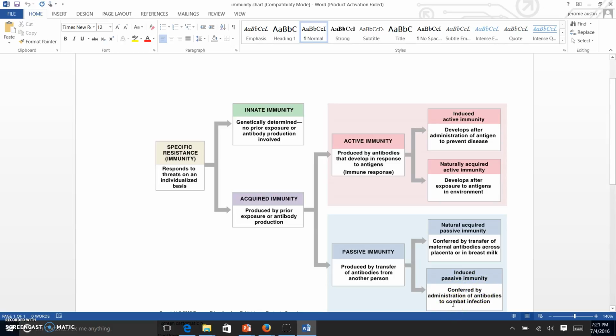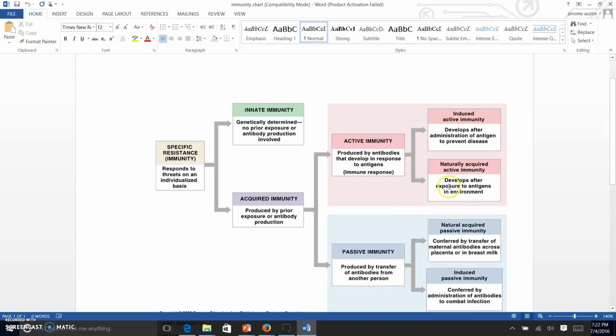So again, we are receiving the antibodies that have been prepared and taken from somebody else or something else and given to us, usually through some sort of injection. Whereas here we're receiving it from our mother, either across the placenta or in breast milk. Now again, these were passive because we didn't make these antibodies, we received them from somebody else.